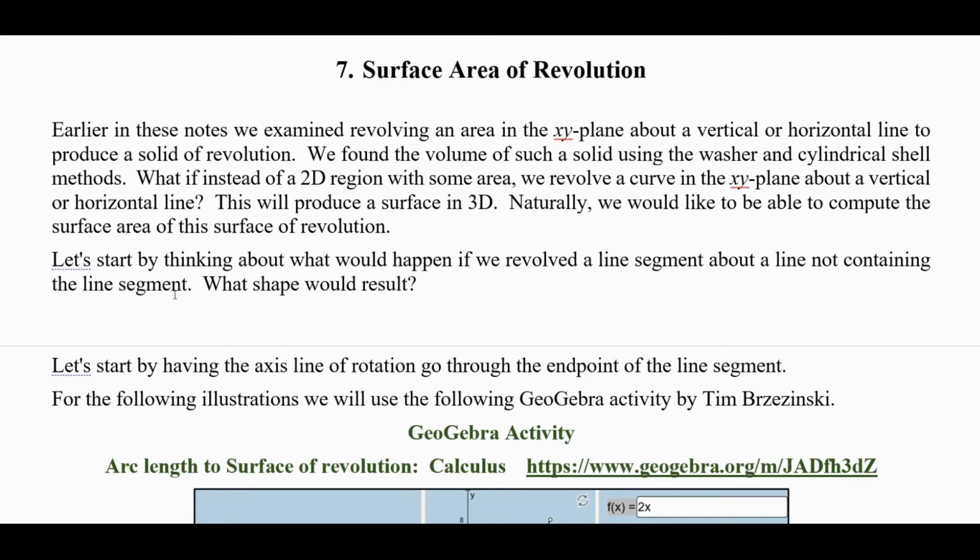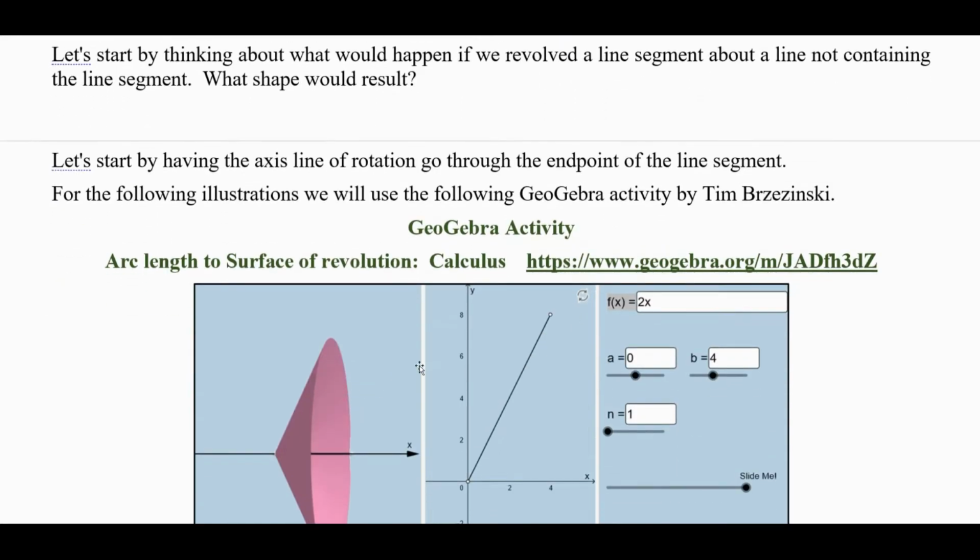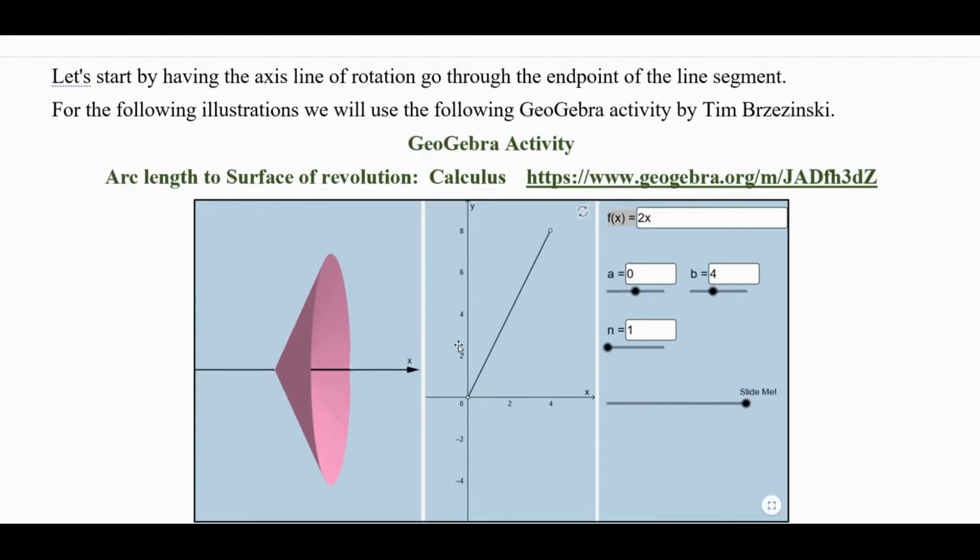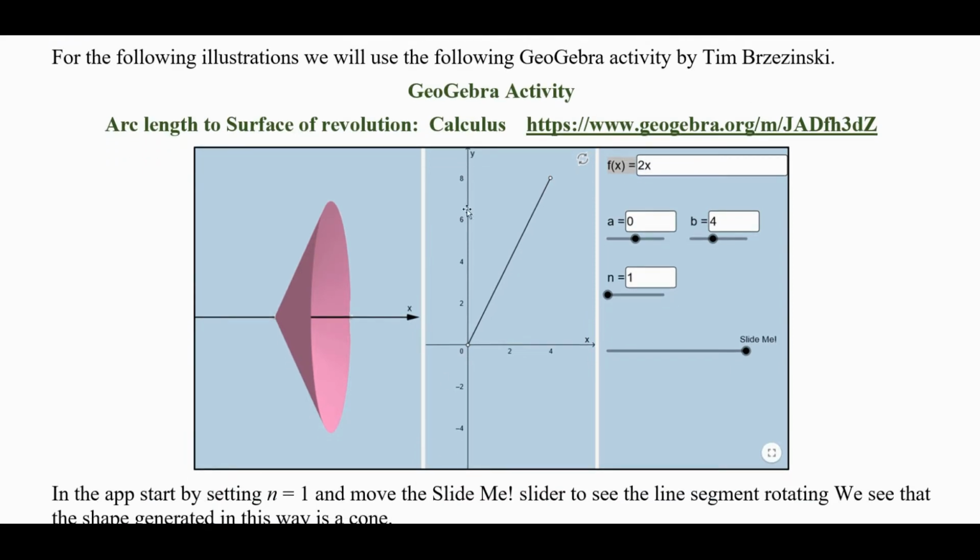So let's start by thinking about what would happen if we just revolve a line segment about a line not containing the line segment. What shape would result? Let's start by having the axis of rotation go through the endpoint of the line segment. I'm going to use this activity here that you can see a link to, so I'm going to go to that activity.